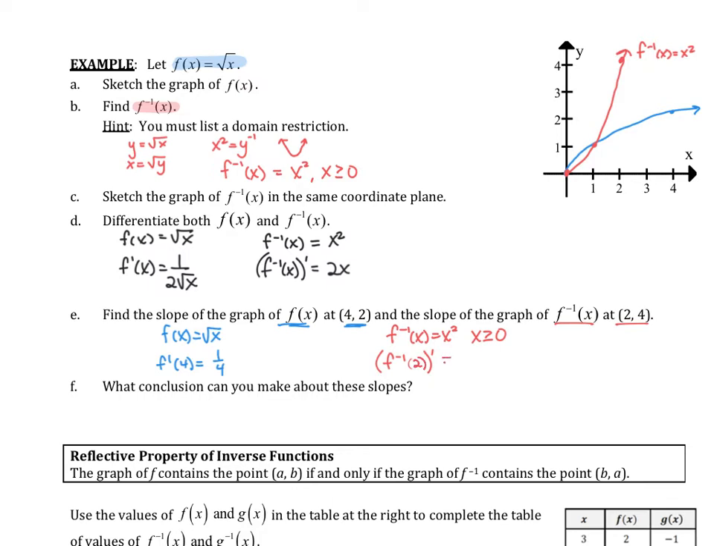The slope at that point, when I plug that in, I get 4. So then the question is, what conclusion can we draw about these slopes? What we notice about these slopes is that they're reciprocals of one another. Remember, reciprocal is a flip of the fraction.